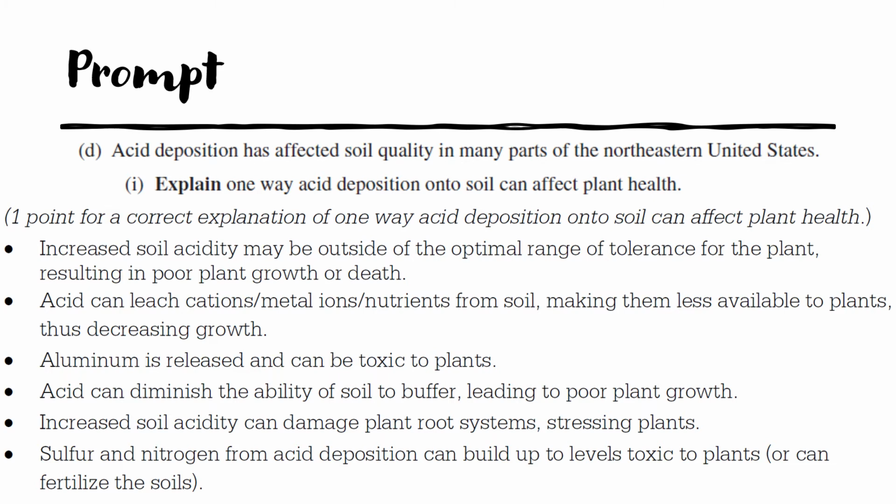Increased soil acidity may be outside of the optimal range of tolerance for the plant, resulting in poor plant growth or death. Acid can leach cations, metal ions, nutrients from soil, making them less available to plants, thus decreasing growth. Aluminum is released and can be toxic to plants, etc. Let's take a look at some students' examples.